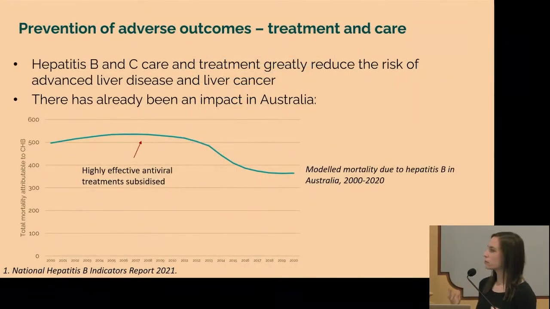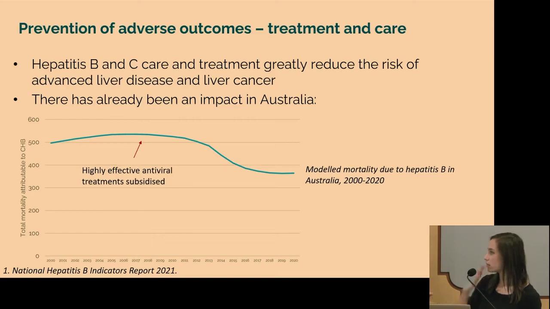So just to reinforce what's been talked about, the high efficacy of hepatitis B and hepatitis C treatments, there's already population level data that demonstrate that these treatments have already been having an effect, which is really great to see. So these are modelled data but based on real-world inputs.